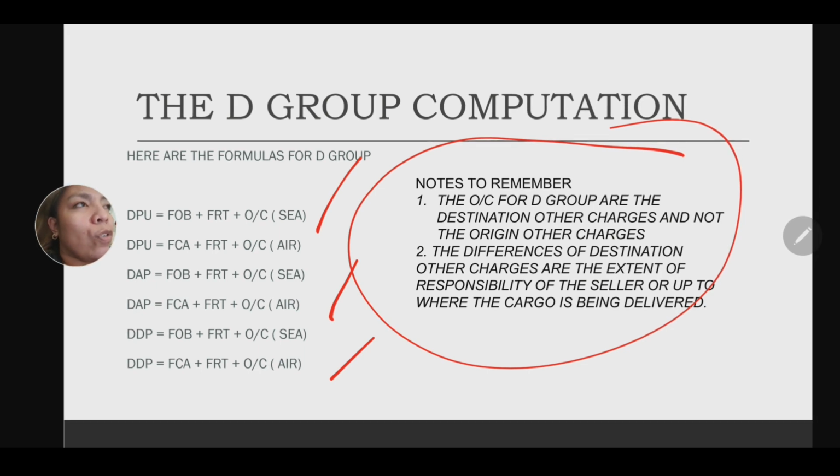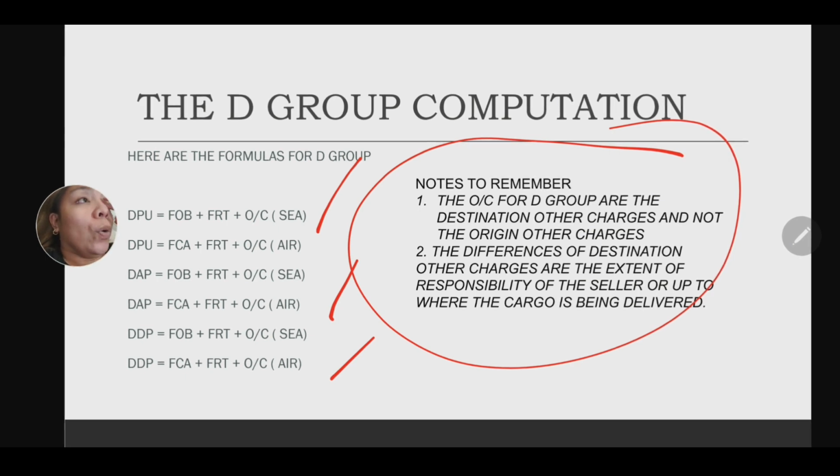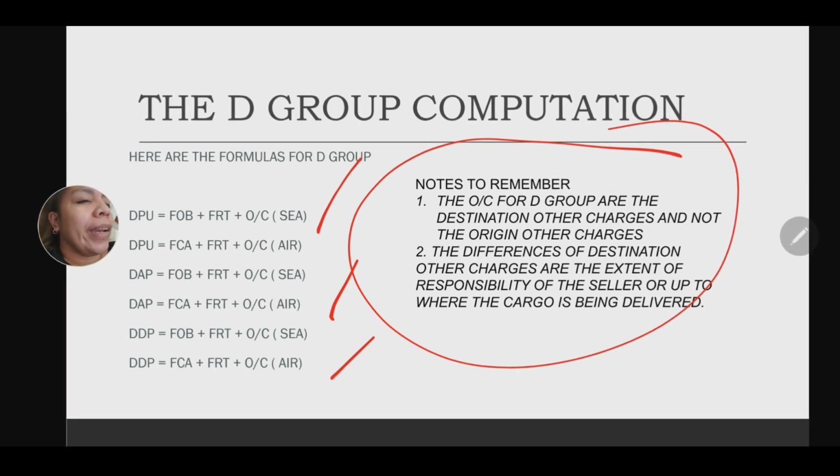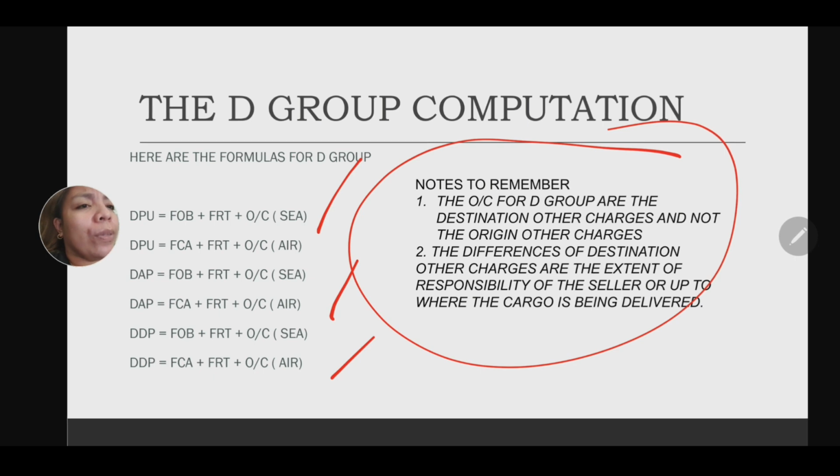Okay, so for the FOB and the FCA and the freight, we can just know them because they are all given. But for the other charges, there may be given other charges that are not included for a certain D group. Later on we're going to study that further with the examples that I am going to provide to you.